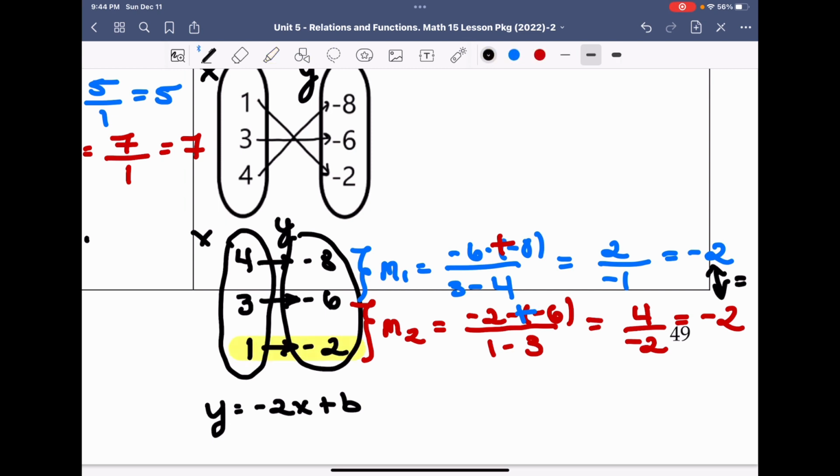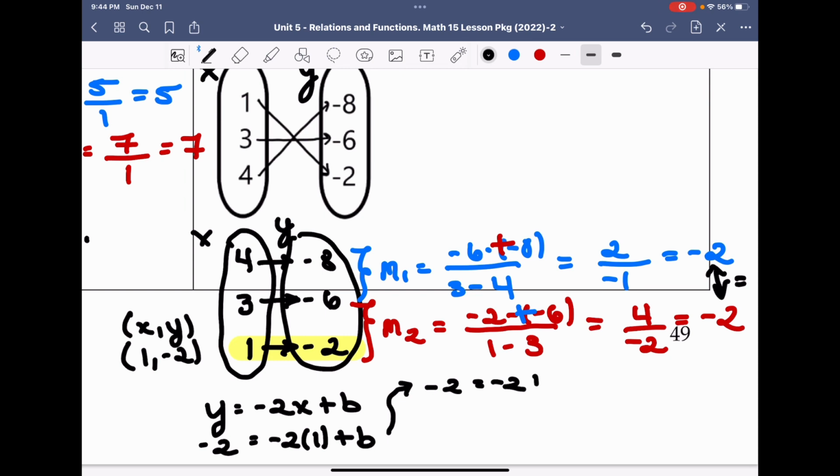I'm going to take one of those ordered pairs and realize that it represents an xy pairing of 1 and negative 2. This xy pairing can be plugged into the equation as negative 2 is equal to negative 2 times 1 plus b. And thus, we should get negative 2 is equal to negative 2 plus b.